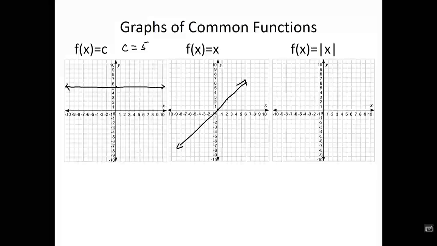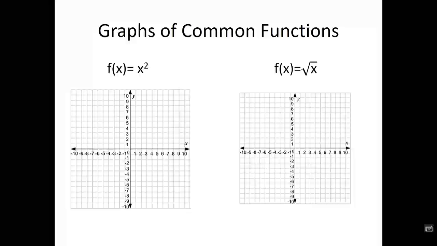For the next function, f of x is equal to the absolute value of x. Again, we know that the absolute value of 0 is 0. The absolute value of negative 1 is 1. The absolute value of 2 is 2. So it's going to look like this, as you well know. The absolute value of 1 is 1, the absolute value of 2 is 2, the absolute value of 3 is 3, and so forth. All right, so this is the graph of the absolute value function.